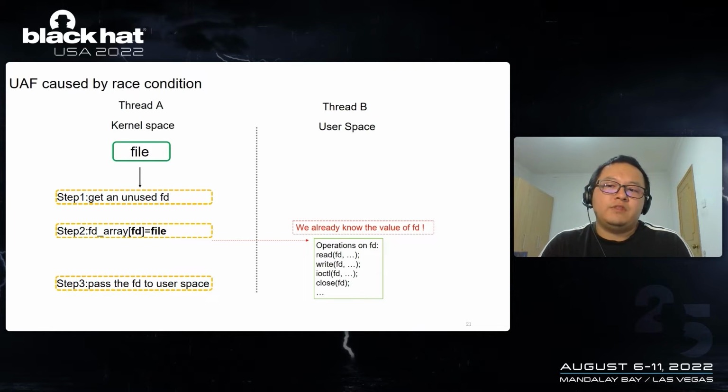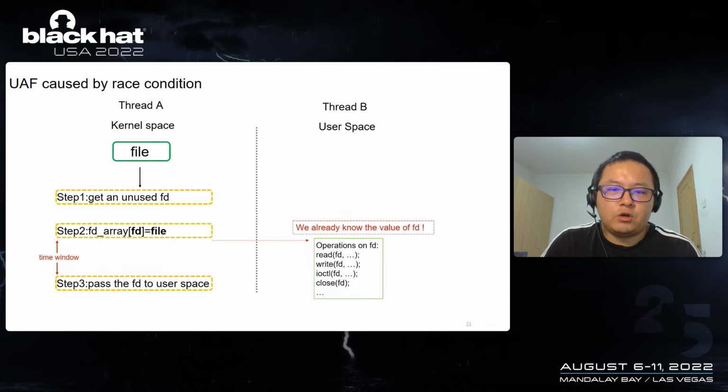Since we can know the value of the FD in advance, we can change the regular scenario of FD export operation to a parallel scenario. Suppose there are two threads. Thread A performs the 3 steps of the FD export operation. Thread B performs operations on the FD right after step 2. We can see a time window between step 2 and step 3 of the FD export operation.